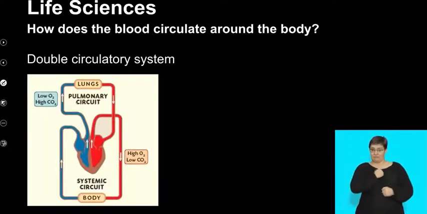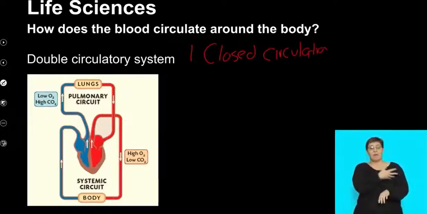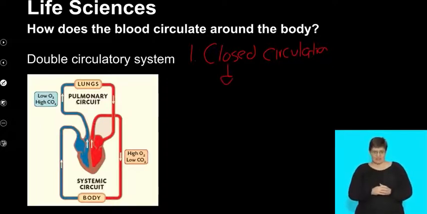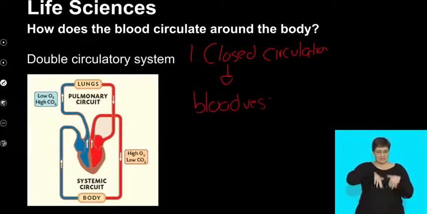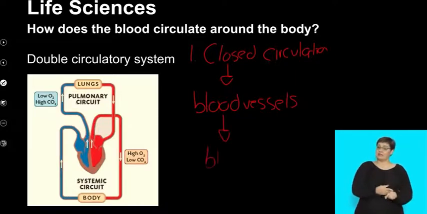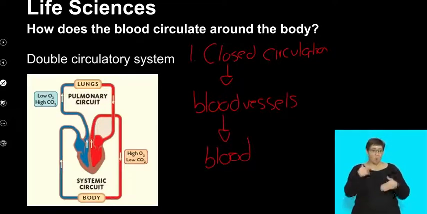Our system, first of all, is a closed circulatory system. We looked at that in the previous lessons. When we look at this closed circulation, what does it mean? Very simply, it means that blood must stay in blood vessels. The blood vessels are going to transport the blood. We cannot have the blood leave those vessels. If we do, a whole lot of clotting process has to occur.